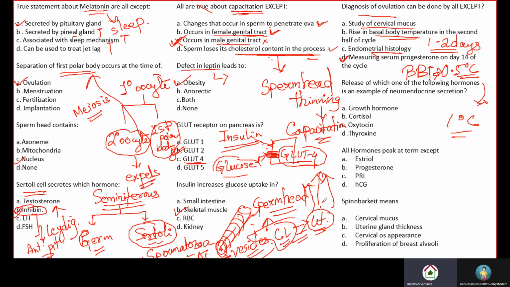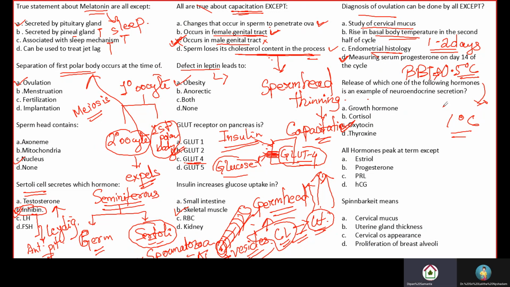Okay, so options are growth hormone, cortisol, oxytocin, thyroxine. So the answer will be oxytocin. Release of which one of the following hormones is an example of neuroendocrine secretion?